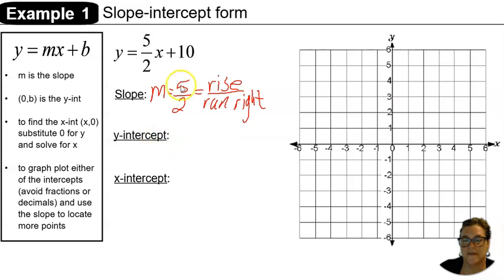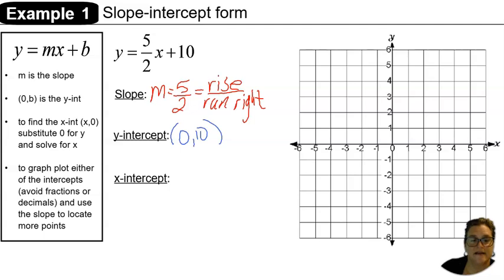The y-intercept is the b. So when we look at this equation, our b, our constant, is 10. So the y-intercept is (0, 10). Now (0, 10) doesn't appear on this particular coordinate grid because our maximum y value is 6. But that's not a problem because we can also use the x-intercept as a starting place.